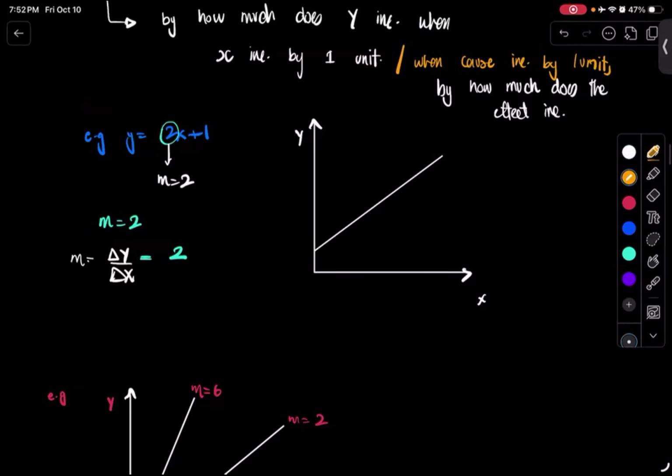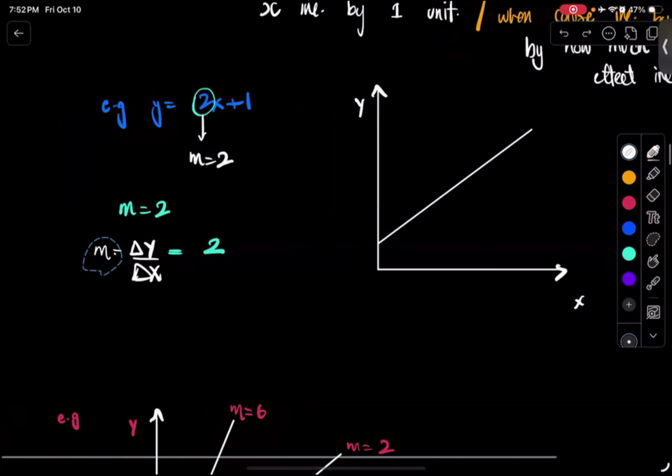That's like, how do I explain? Hmm. It's okay. It's okay. Take your time. Think about it. What does the gradient mean?